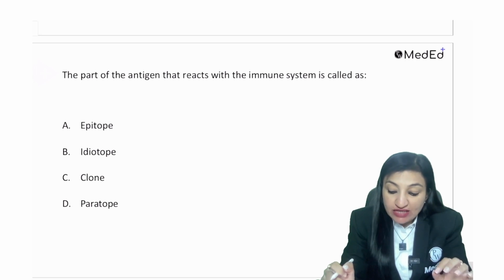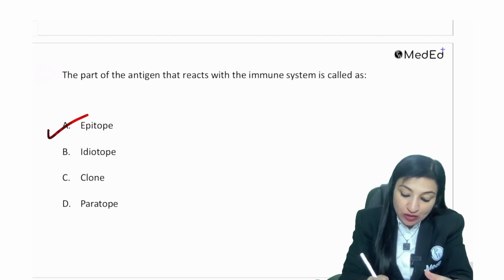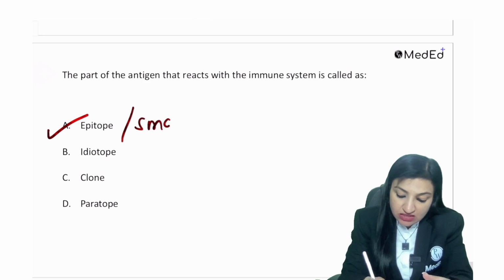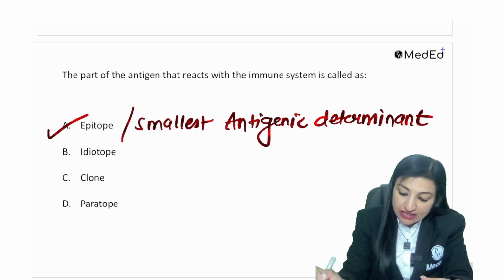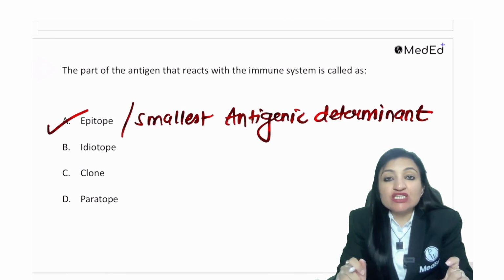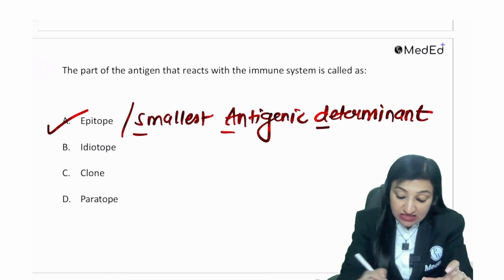The part of antigen that reacts with the immune system is called epitope, idiotope, clone, paratope. The answer is A, epitope. Epitope is nothing but the smallest antigenic determinant. The smallest part of an antigen which binds to the antibody, that is the paratope.